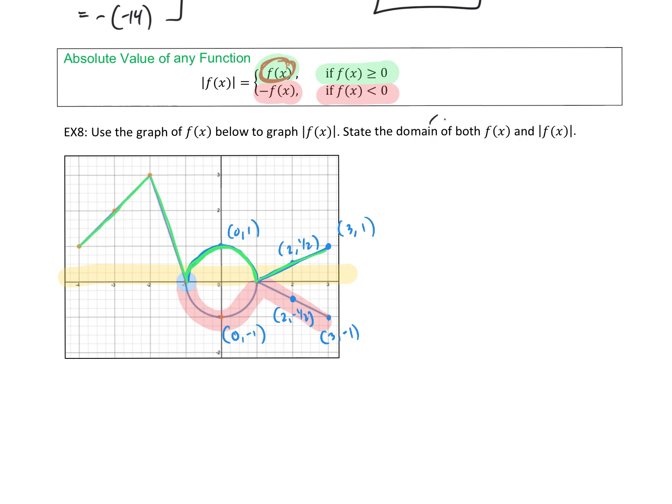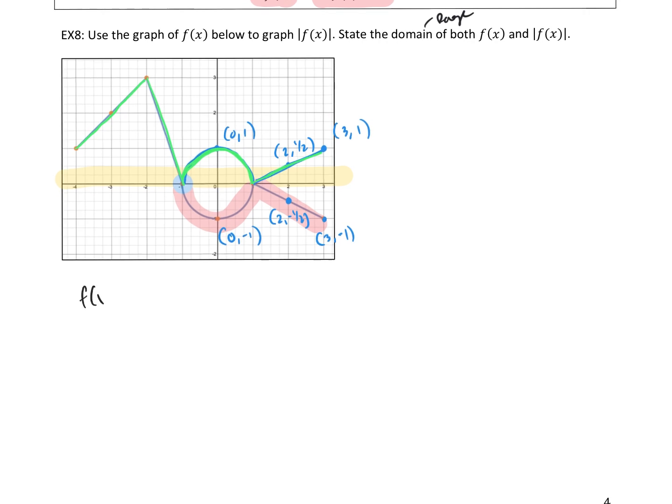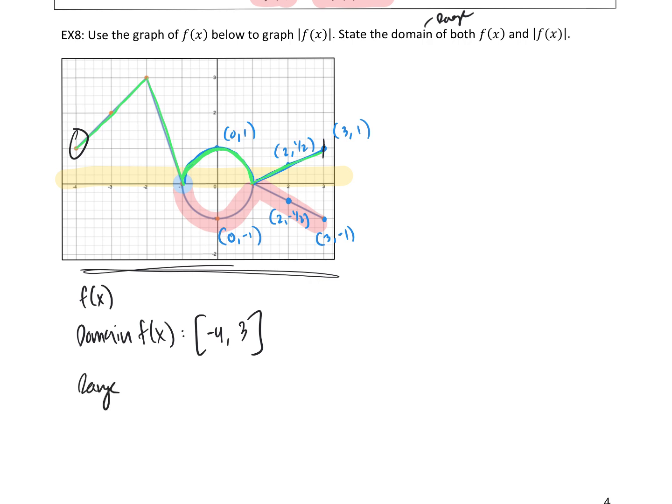Next we're going to state the domain and range of f of x and absolute value of f of x. So, for f of x, my domain of f of x, let's see. All my values that are horizontal, so that's going to be from negative 4, including, all the way up to 3, including. Now, what's my range of the original function? Well, that's, again, these values. So we start at negative 1, and we continue until 3.